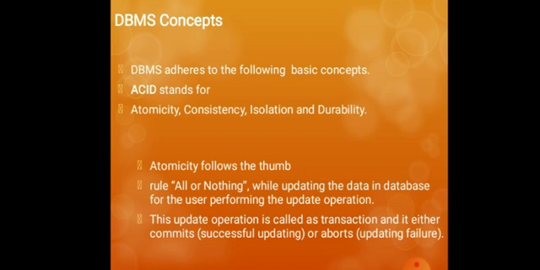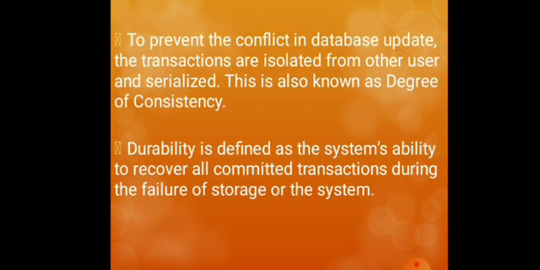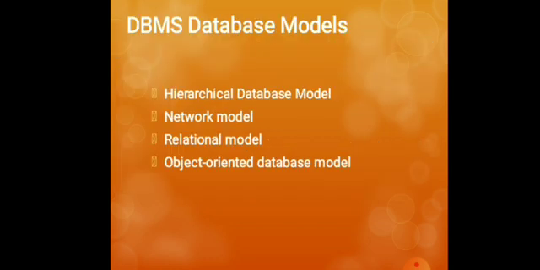This update operation is called a transaction and it either commits a successful update or aborts. The update will fail. To prevent conflict in database updates, the transactions are isolated from other users and serialized. This is known as degree of consistency. Next one is durability. It is defined as the system's ability to recover all committed transactions during the failure of storage or the system.